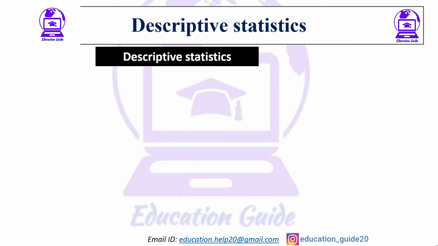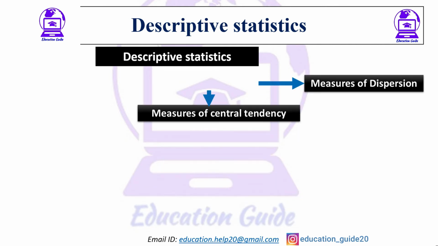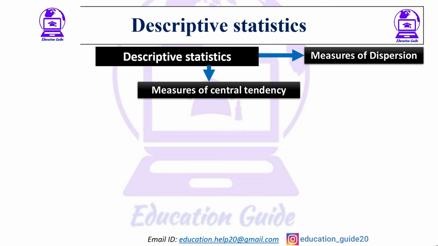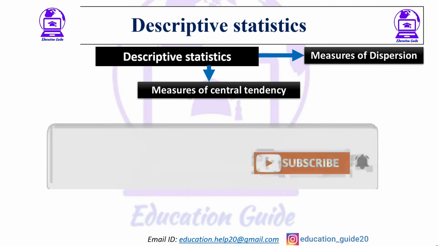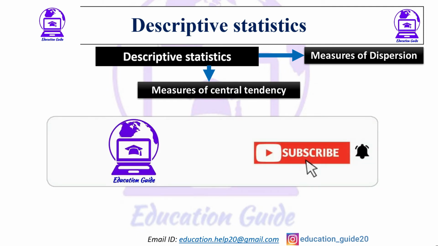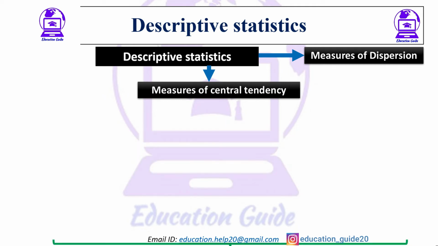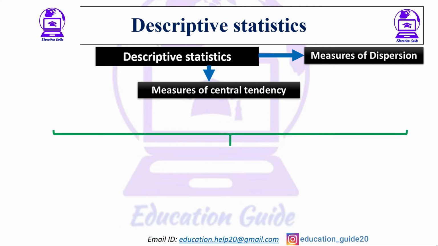Coming to descriptive statistics. Two types of measures are included in descriptive statistics, that is, measures of central tendency and measures of dispersion. Measures of central tendency mainly stress on central values of the data series around which all other values spread. Measures of dispersion are also included under descriptive statistics. These give us an idea about the variability of data.